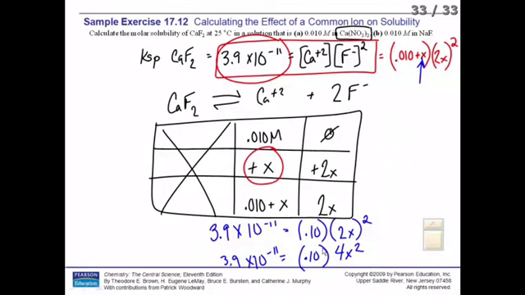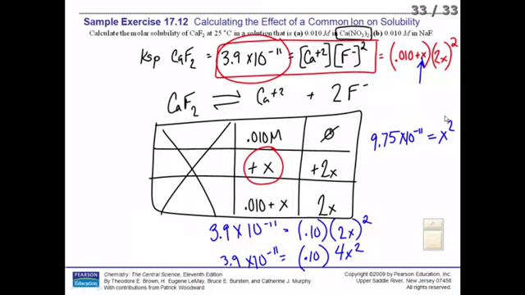That's 3.9e negative 11th divided by 0.1, and this is a quantity, 0.1 times 4. Close it. Alright, so you should get 9.75 times 10 to the negative 11th is equal to x squared. And now to solve, you just do the square root.